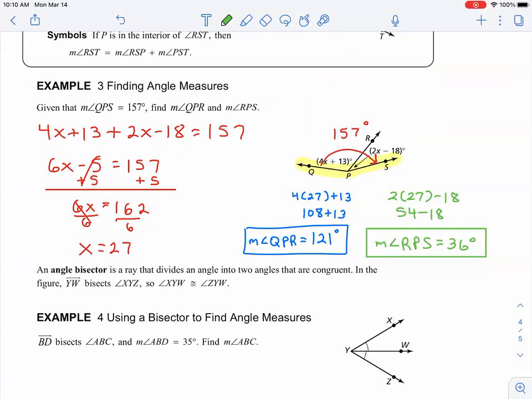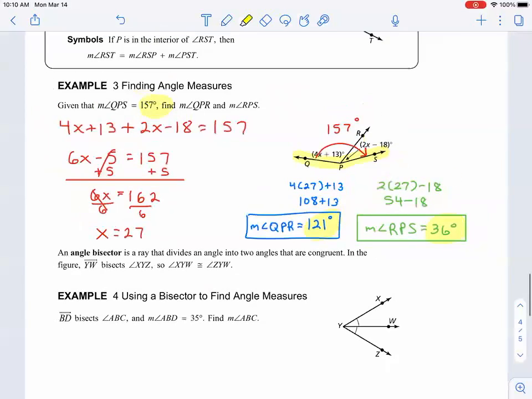So a little algebra involved here, right? And by the way, notice 121 plus 36 adds up to be 157, right? So they do add up to be 157. So we had to set up our equation, solve for x, and then plug it back in. 3 steps. Set up our equation, solve for x, and then plug it back in.